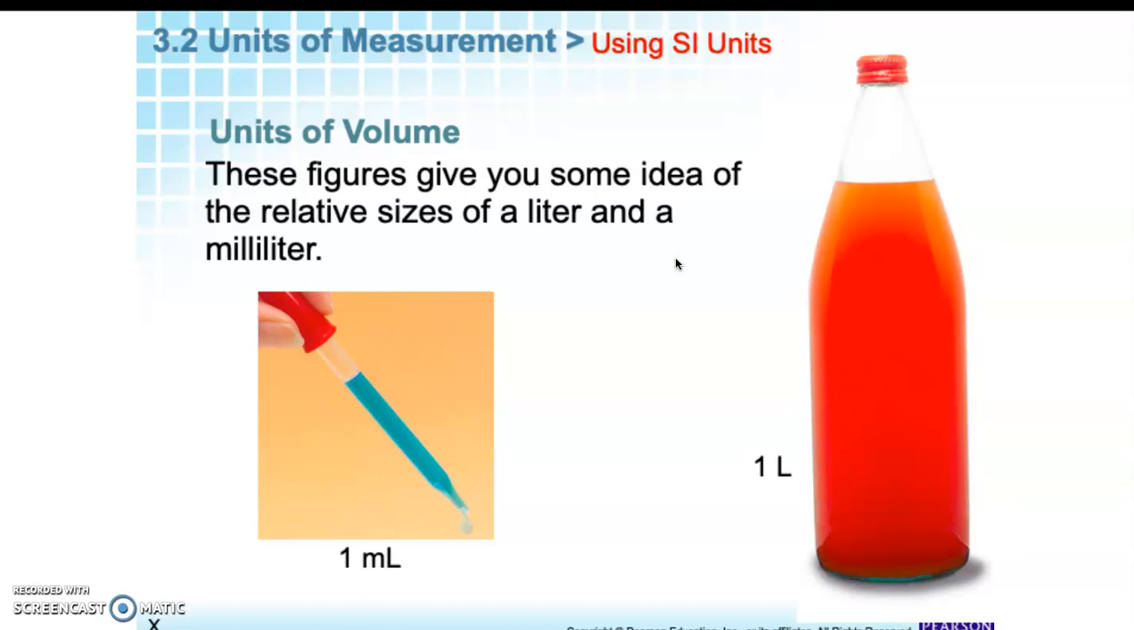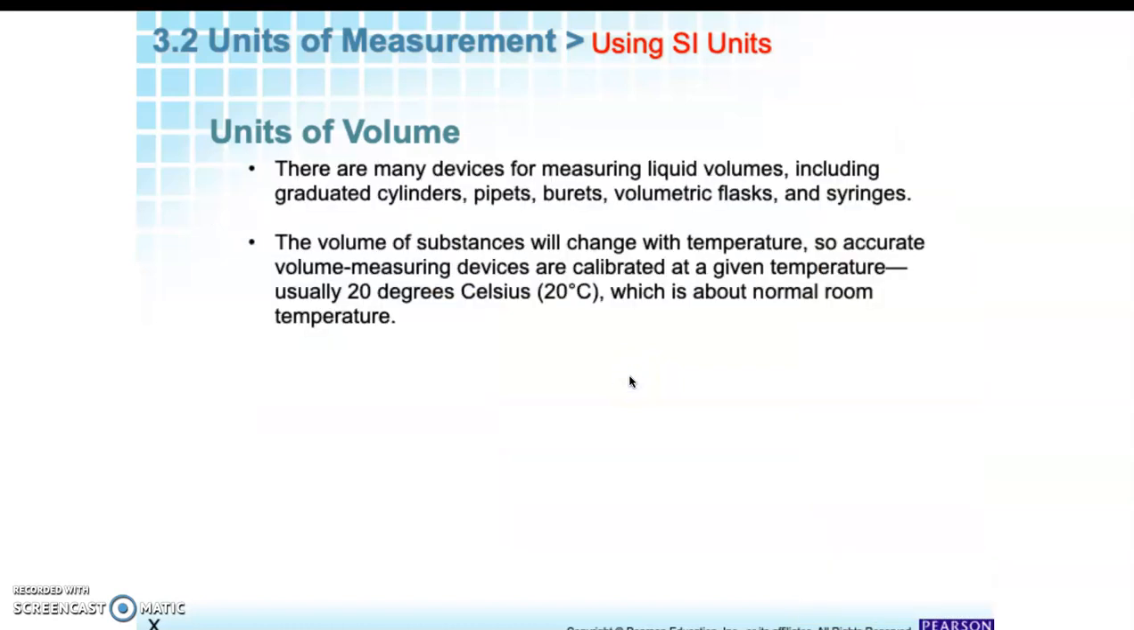Here's an idea of size. The amount of liquid in a dropper full is about a milliliter, and half of a jug of pop or a small bottle of pop would be a liter of that. You don't find a lot of liter bottles at the store, but you do find 2 liters. So think about half what you get in a 2 liter. That's the difference between the sizes. We can measure volumes in a lot of different things: graduated cylinders, a volumetric flask in lab, pipettes and burettes, which you probably use in biology, and then syringes are used in the medical field to measure volume.